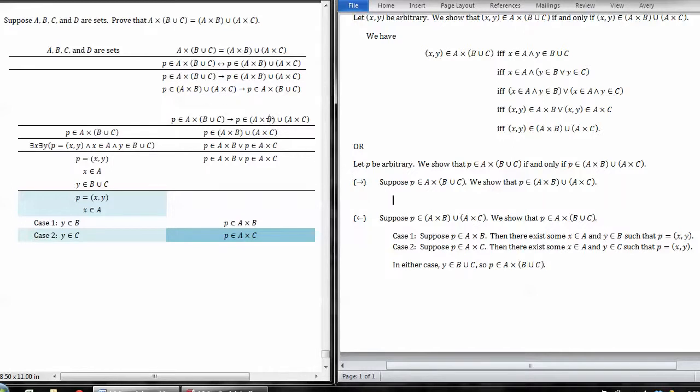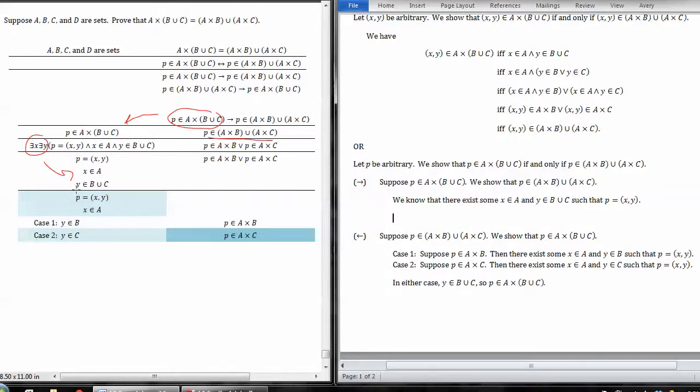So we're going to prove this one, and we start off with direct proof. So we suppose that P is in here, and then this gives us our new goal. And then after that, we use the definition, and then we said, well, there must exist an x and a y such that these guys are true, right? And so let's write that down. We know that there exists some x in A and y in B union C such that P equals the ordered pair xy. Okay, good.